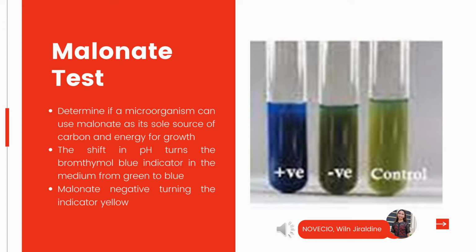Organisms which cannot utilize malonate and ammonium sulfate and do not ferment dextrose produce no color change. Organisms which are malonate negative but do ferment dextrose result in the development of a yellow color due to increased acidity in the medium.